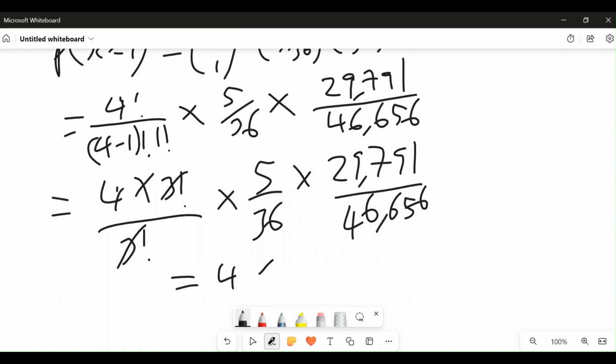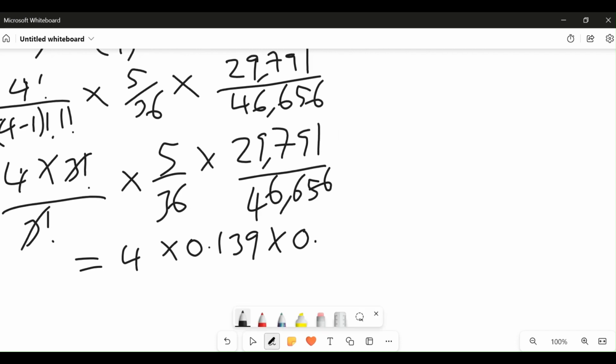You have 4 times, what is 5 over 36? 5 divided by 36, that will be 0.139. What is 29,791 divided by 46,656? That will be 0.639. All right, when you multiply all these together with your calculator, what does that give you?